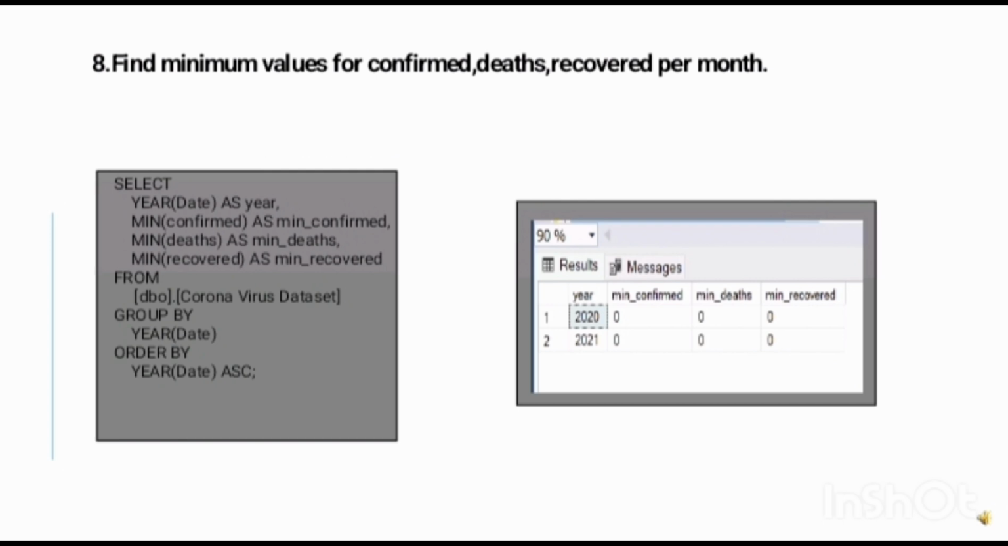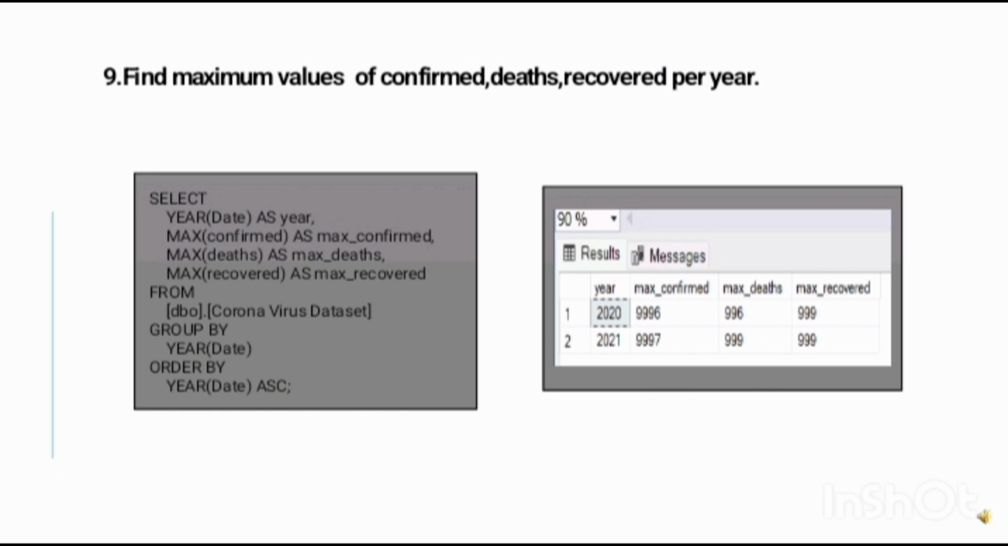And the eighth query is to find the minimum values for confirmed, deaths, and recovered per month. So in 2020 there are 0 confirmed, 0 deaths, and 0 recovered, and so on for 2021. And the ninth query is to find the maximum values of confirmed, deaths, and recovered per year. So in 2020, 9,996 confirmed, 996 deaths, and 999 recovered. In 2021 also, and so on, we can see the output.